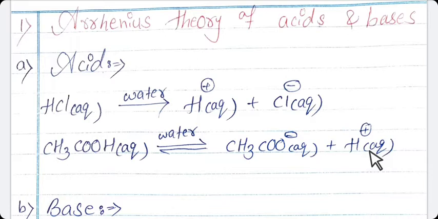Students, Arrhenius described H plus ion in water as bare ions, B-A-R-E, bare ions. They hydrate in aqueous solution and thus are represented as hydronium ion, meaning H3O plus. We are representing them here as H plus ion. So always remember, Arrhenius described H plus ion in water as bare ion.